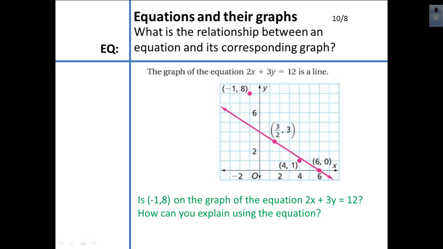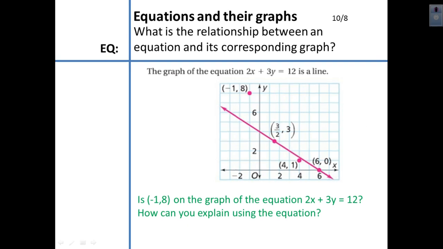So let's look at this graph right here that is in pink. This is the graph of the equation 2x plus 3y equals 12, and you can see it is a line. Now, on our coordinate plane, there are several points, and we are going to look at the point (-1, 8). Is (-1, 8) on the graph? Well, clearly, you see that (-1, 8) is not on the line. But we want to explain using the equation.